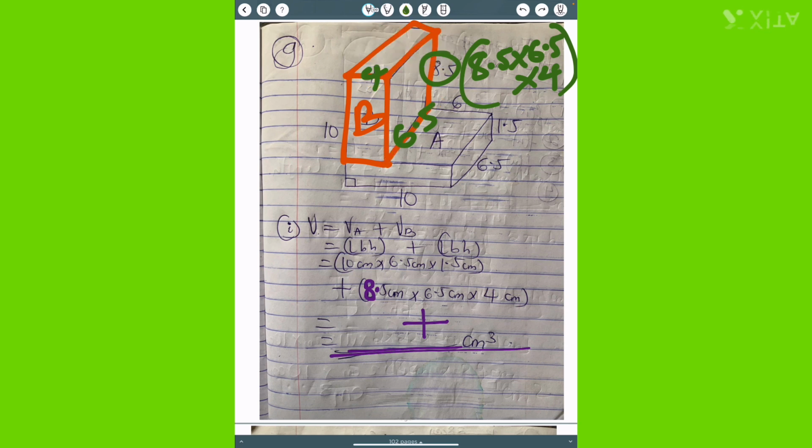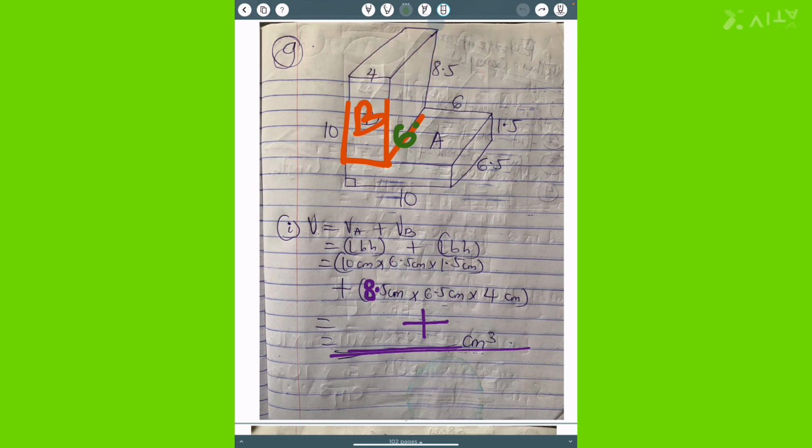Then the second part, part A, on which B is sitting, has length 10, breadth 6.5, and height 1.5. So 10 times 6.5 times 1.5 is the volume of A. You find the answer to these two, add both, and you get the volume of the solid. I think I've written the steps in this answer correctly. So that explains how we got the volume.